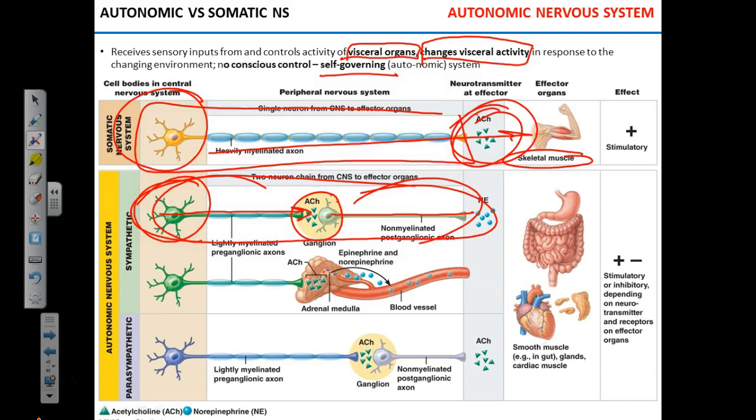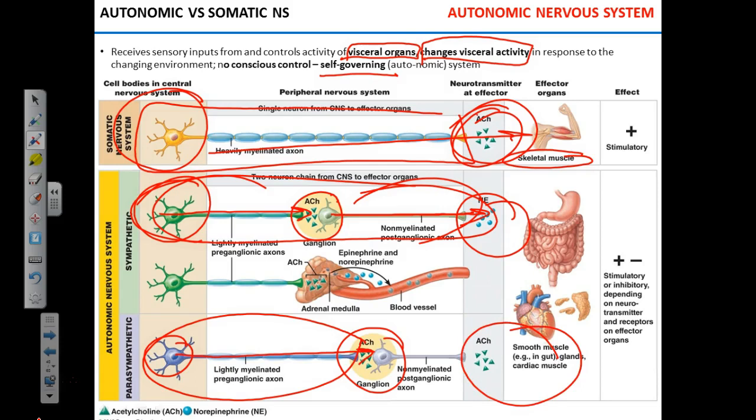Are we clear? In the parasympathetic system, again, you have a preganglionic neuron, which extends from the CNS to the ganglia and synapses with a postganglionic neuron. We clear? Postganglionic neurons extend all the way down to the organ that they regulate. Does that make sense?